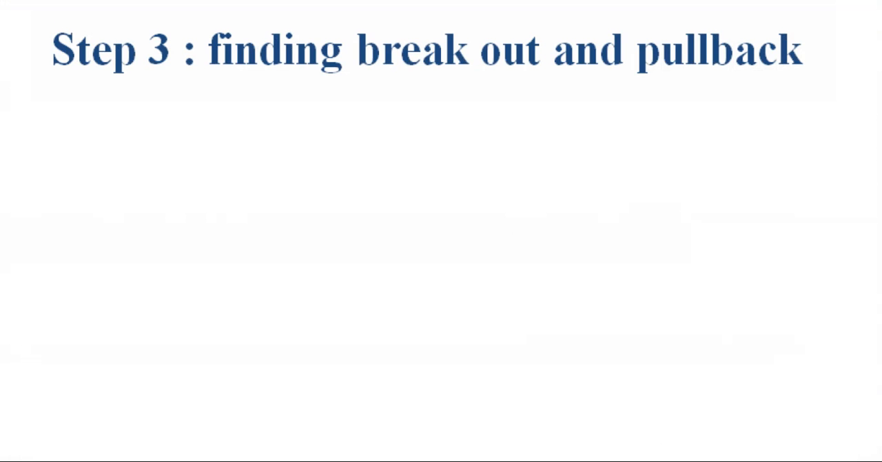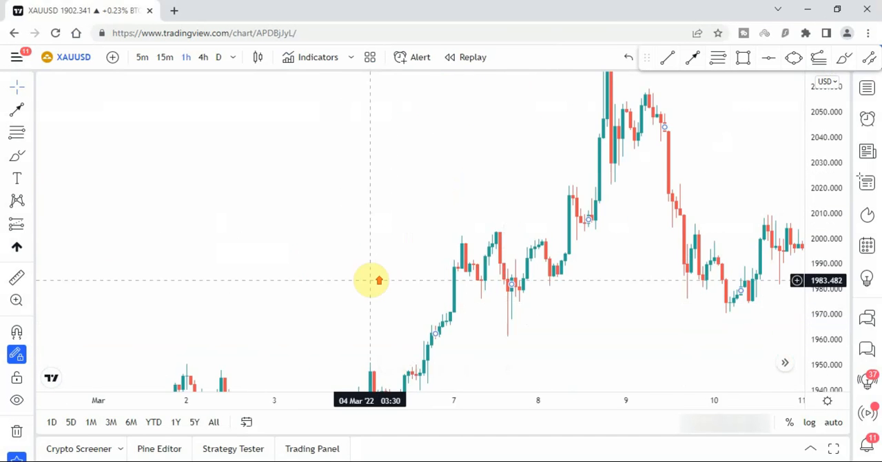In the third step, our focus should be on finding breakouts and pullbacks. The best opportunities are available near breakouts, whether true or false breakout. In this build-up strategy, we look for pullbacks after breakout. For better understanding this part, look at this example.